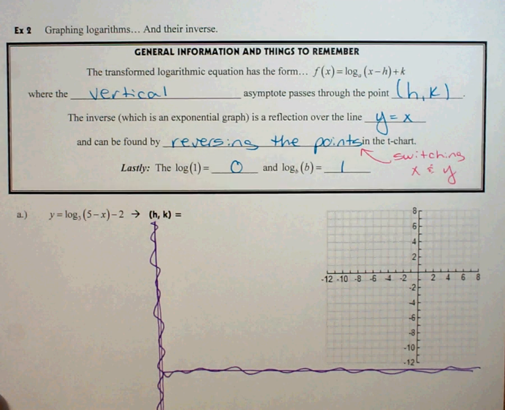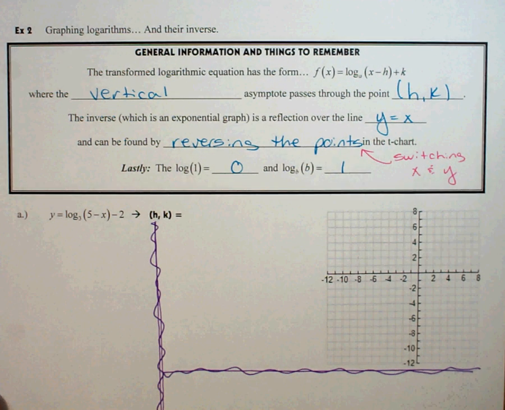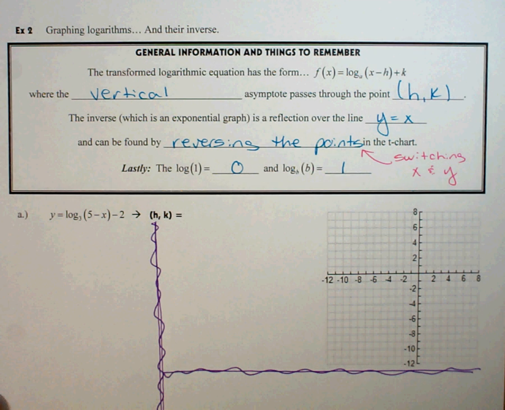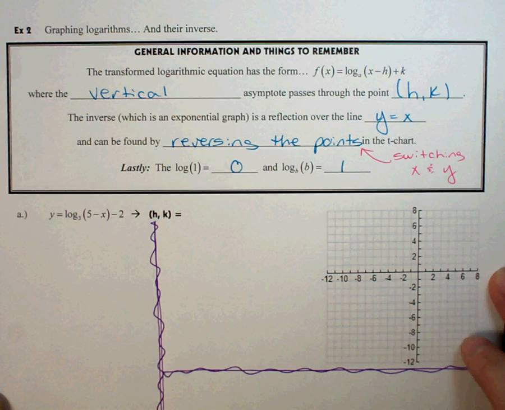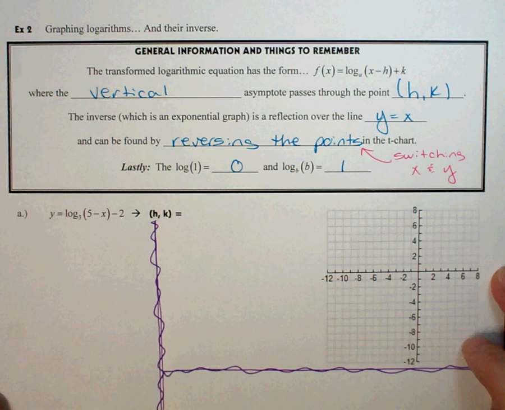On this page of our notes, we are going to look at how to graph a logarithm. On the previous page, we started with an exponential and obtained the logarithmic graph by just doing the inverse. On this page, we're going to do the opposite. We're going to start with the logarithmic function and graph its inverse and get the exponential.